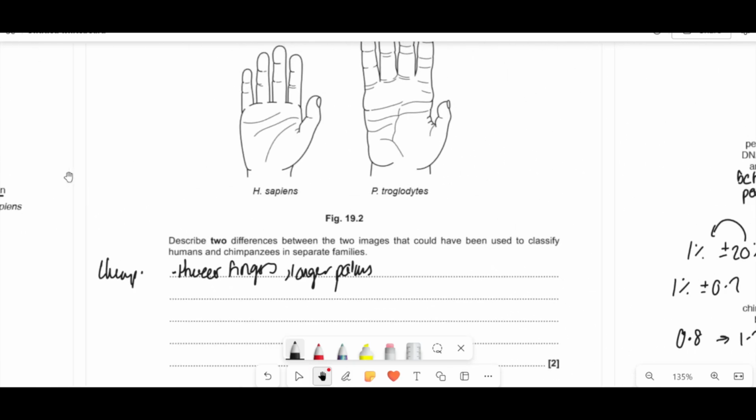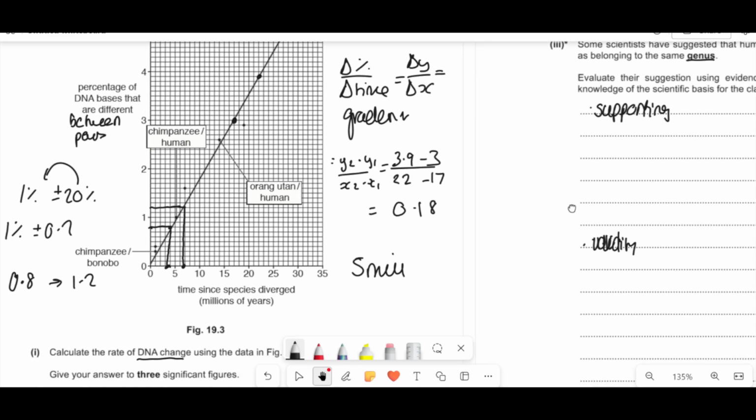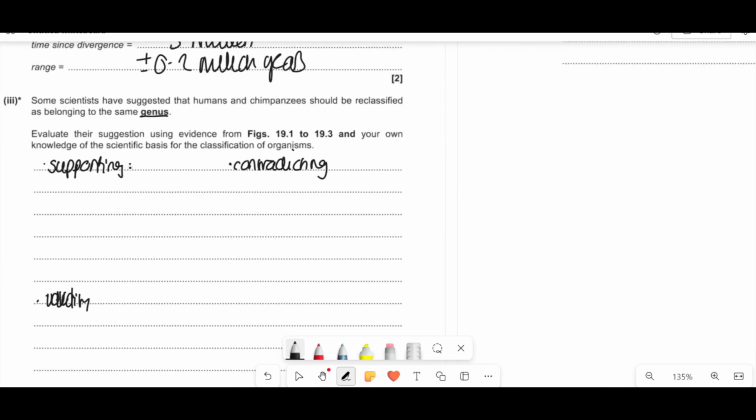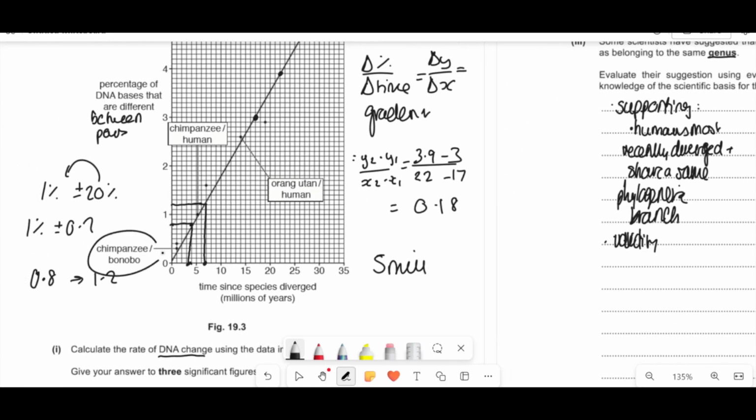Fine. And as well as that, on this figure, it shows time since they first diverged in million years. So how long it's been since they most recently diverged, 5 million years ago. So supporting evidence immediately is that humans most recently diverged. Plus, they share the same phylogenetic branch, right?